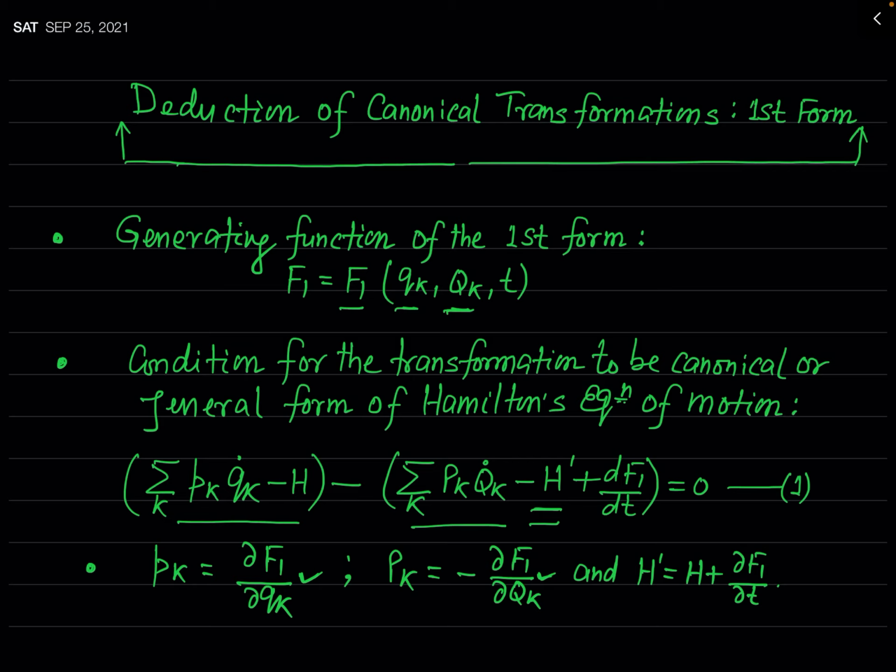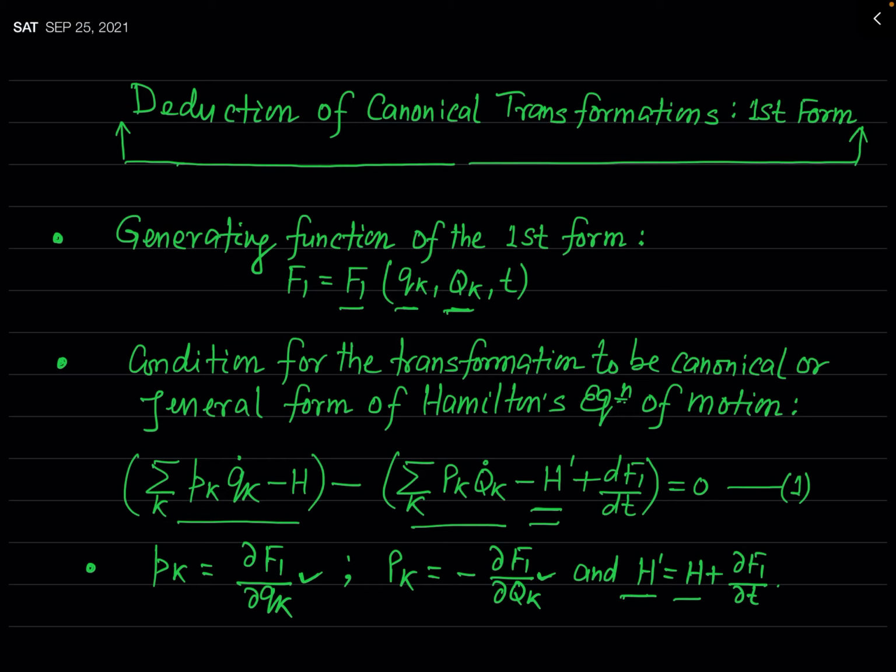In this lecture, I am going to derive these two important formulas, that is pk equal to del f1 by del qk, and capital Pk equal to minus del f1 by del capital Qk. And this Hamiltonian h prime, which is the Hamiltonian of the new coordinate system, is equal to h, the Hamiltonian of the old coordinate system, plus del f1 by del t. So in this lecture our aim is to establish these relations.